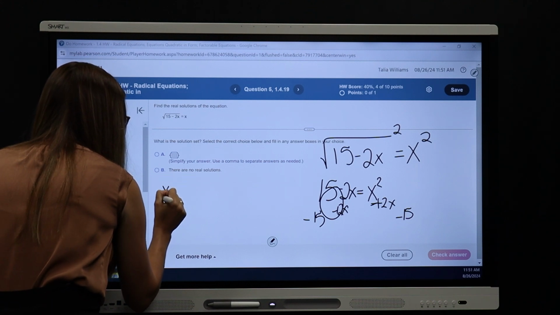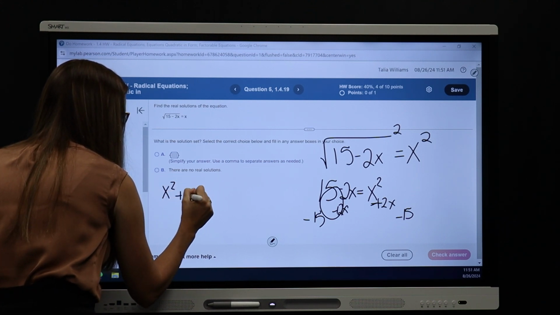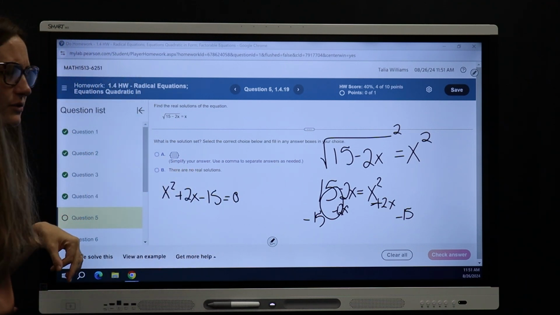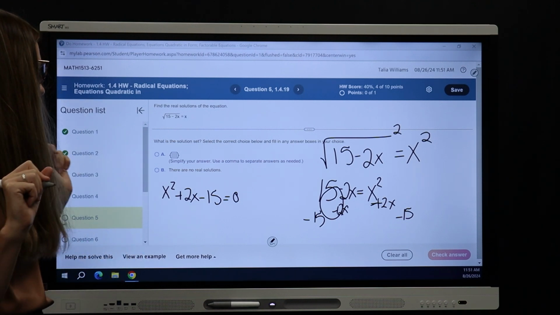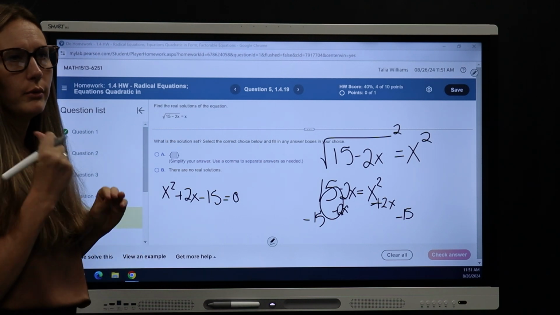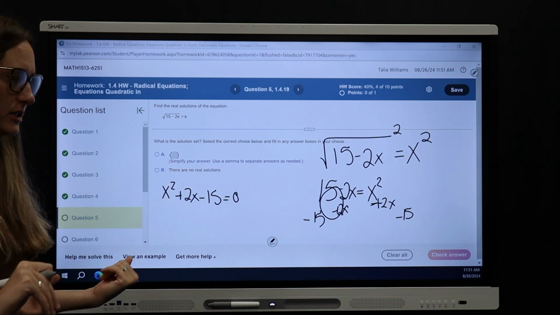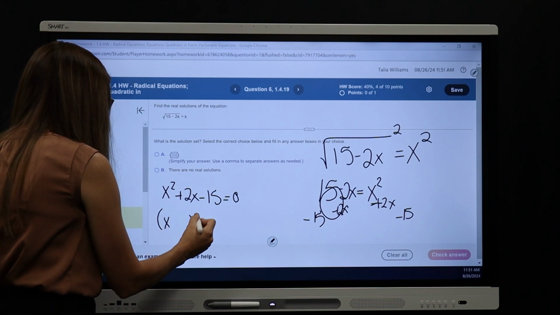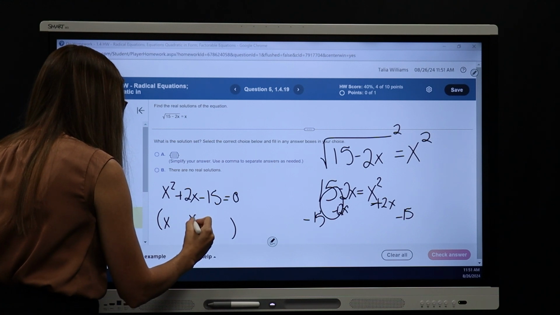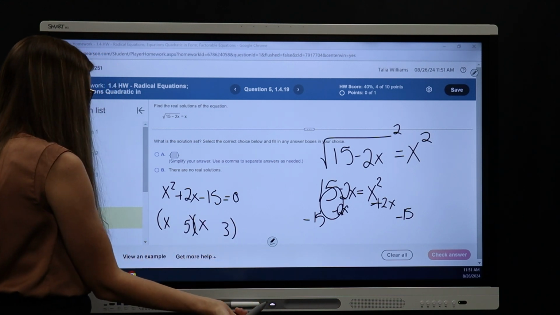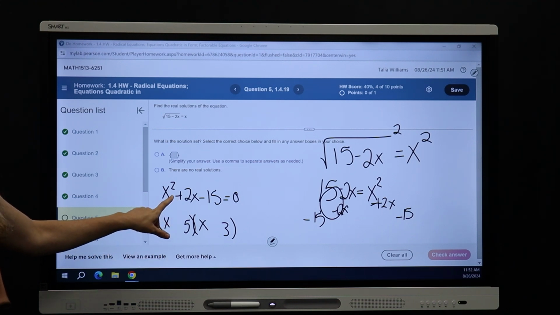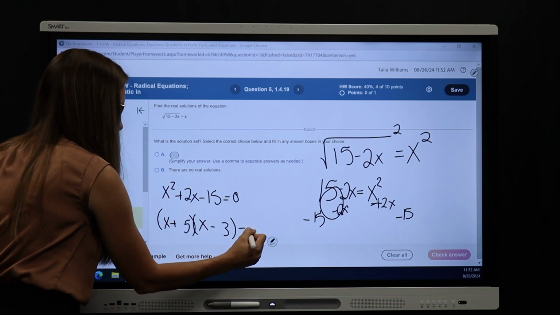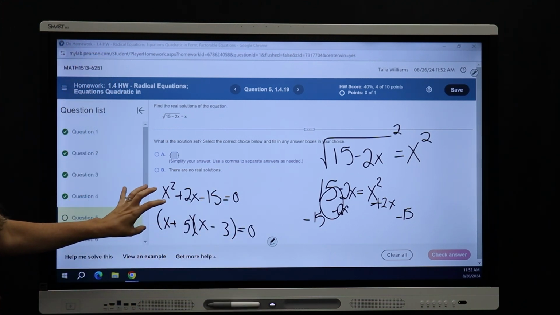So I'm going to have x squared plus 2x subtract 15 equals 0. So I'm looking for factors of 15 that subtract to get 2. So numbers that multiply to get 15 but subtract to get 2. So it's going to be 3 and 5, and I'm going to have x at the beginning of both of these, and I'll have 5 and 3. Now since I need a positive 2, I'm going to have plus 5 minus 3, because that equals positive 2, equals 0. Then we'll go ahead and do the opposite of this.